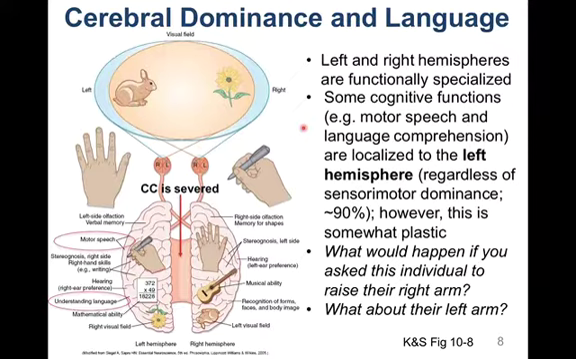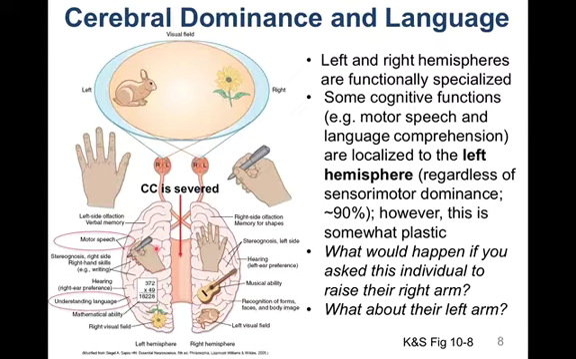So, I hope you had a chance to think through what would happen if you asked an individual with a severed corpus callosum to raise their right arm. And hopefully, you came to the conclusion that since the understanding of language, Wernicke's area, is localized to the left hemisphere, there would be communication between Wernicke's and the left motor cortex, which would be required for the command to raise the right arm, right? Because those corticospinal tracts project, of course, contralaterally. So it would be the left motor cortex that would initiate the command for the right arm to be raised. And so that would be fine.